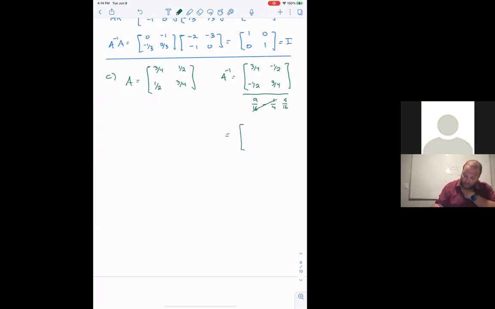So I'm just going to cross it out and write 5/16. 3/4 divided by 5/16 is what, 12/5? Negative 8 over 5, negative 8 over 5, and 12 over 5. Let's see if that's right. What is A inverse if I'm right? Well, we have 3/4, 1/2, 1/2, 3/4. We have 12/5, negative 8/5, negative 8/5, 12/5.